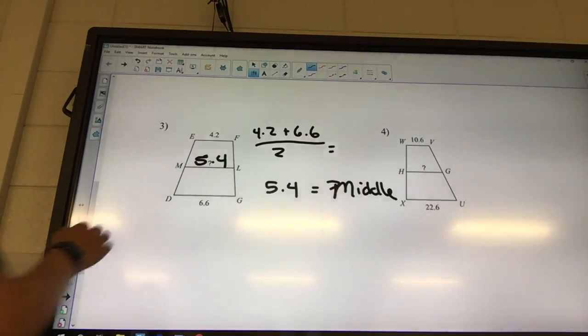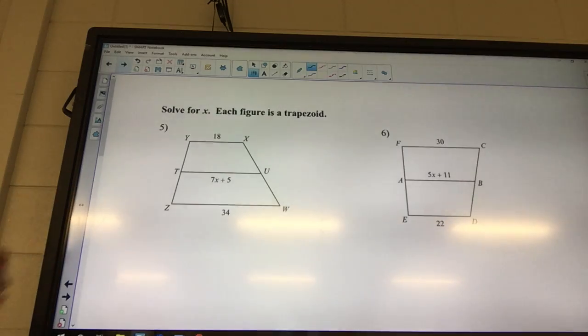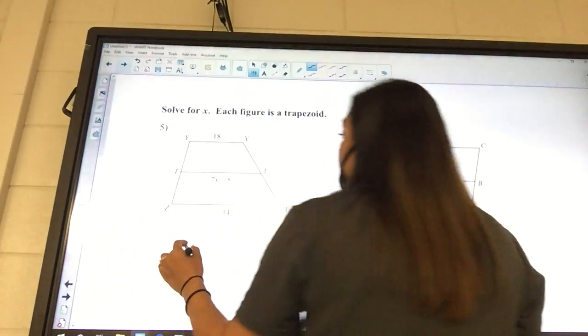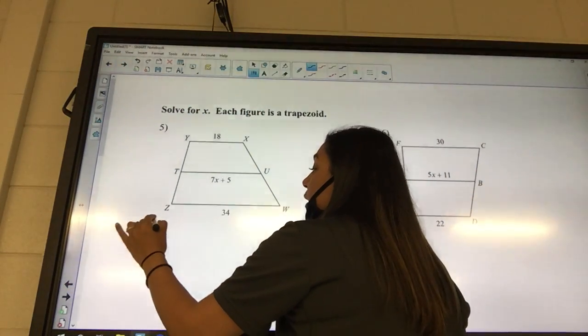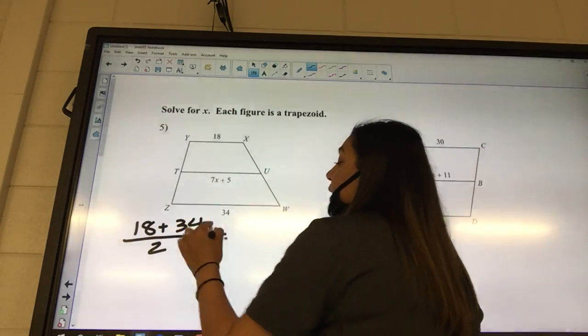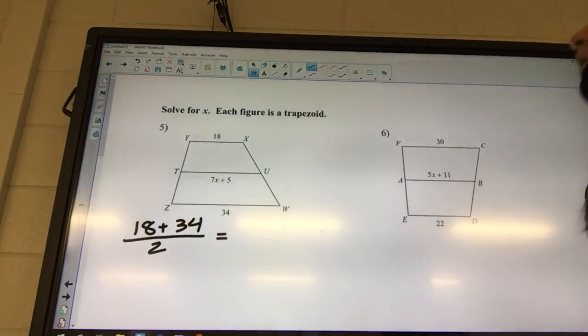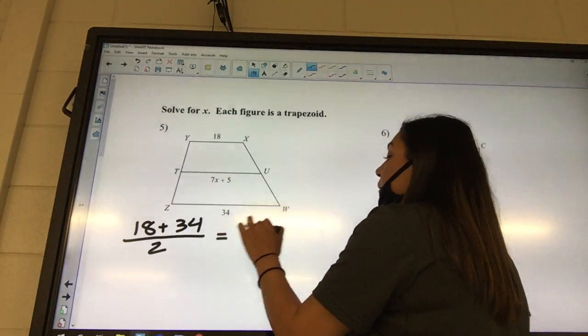Now, you should be able to take the rules that you've learned, top plus the bottom divided by 2, and still apply it for these. And these say solve for x on all these. So we still say top plus bottom, so our top is 18, plus our bottom is 34, divided by 2, and that's going to equal the middle. But now our middle is 7x plus 5.